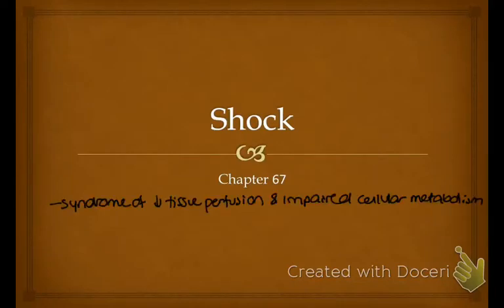So shock. Basically, it's a syndrome. Oh, we've heard that before, right, for test 3. It's not a disease process in and of itself. It's a syndrome where you have decreased tissue perfusion. So, meaning what? Blood is not getting to all the tissues. If blood's not getting to all the tissues, you can't have cellular metabolism happening, right? That's where you get ischemia.